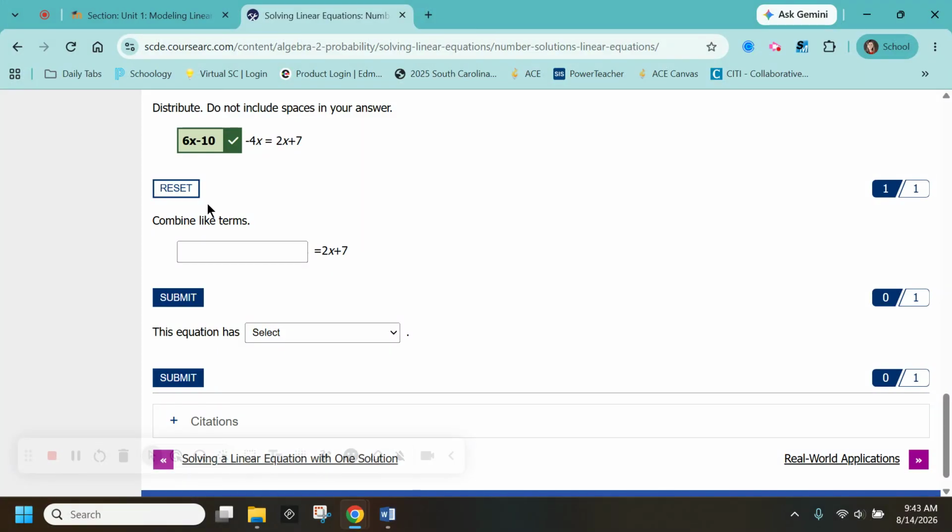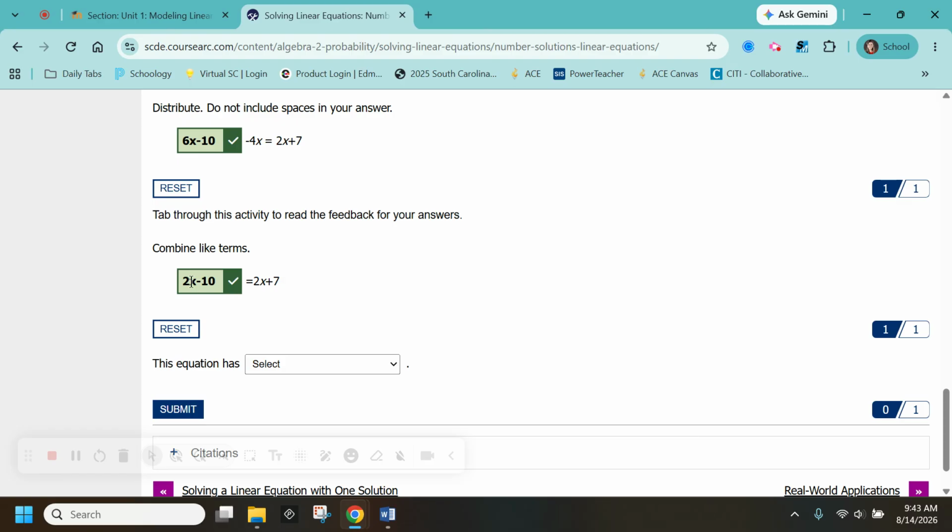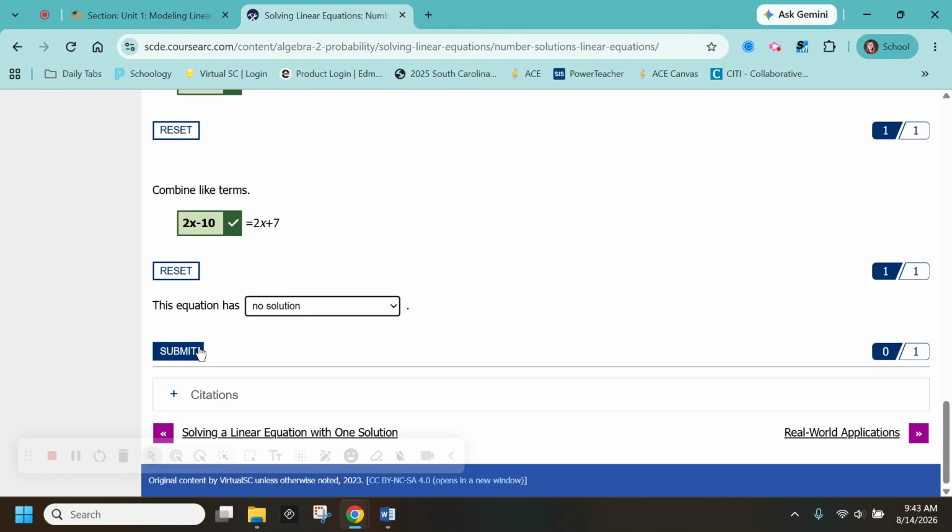So just be careful when you're typing these in. Combine like terms. So up here I have a 6x and a negative 4x. 6 minus 4 is 2. So that leaves me with 2x, and bring down the negative 10. Now obviously you have 2x minus 10 and 2x minus 7. If I were just to subtract the 2x from both sides, I'm left with negative 10 is equal to 7. Those are not the same number, so this has no solution.